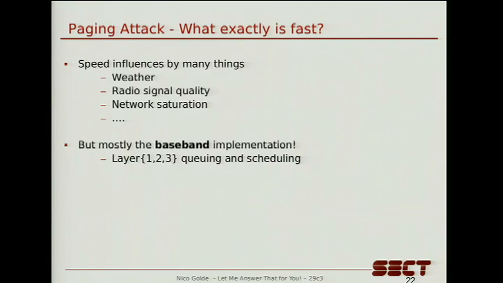So if we can respond faster, we may have a denial of service problem here. And the question is, what exactly is fast? So speed for radio transmission is influenced by various things. So you have obviously weather. So if it's raining, the signal is not transmitted as well as if it's not raining. But those are all factors that are not too important in terms of speed. So this is not like a difference of 0.1 seconds or something.